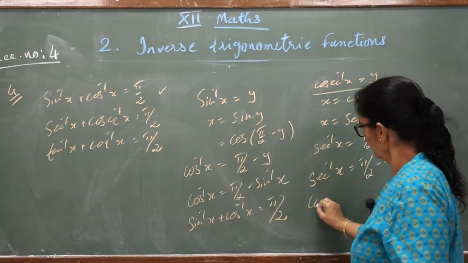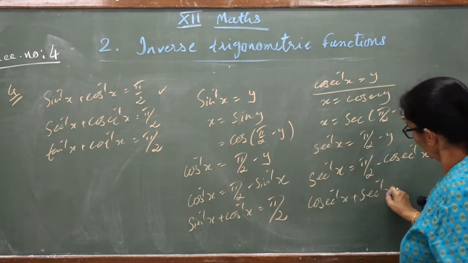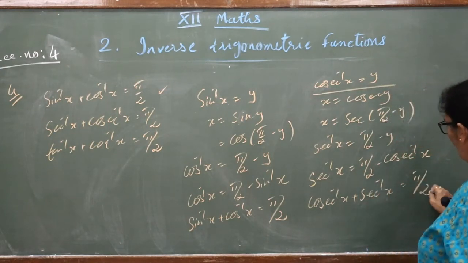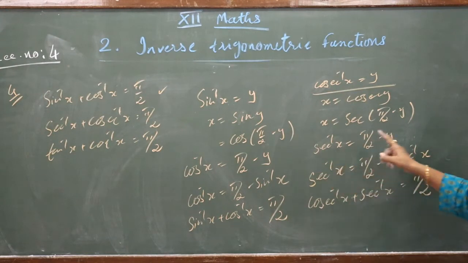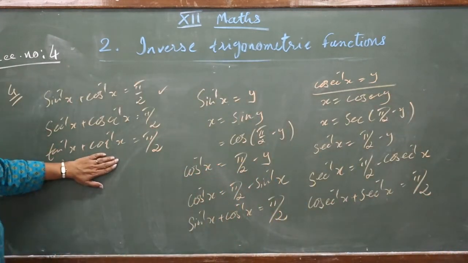Shift this cosec inverse x here. So cosec inverse x plus sec inverse x equals pi by 2. This way we have proved our first two properties. Now let's start the last one, the third.